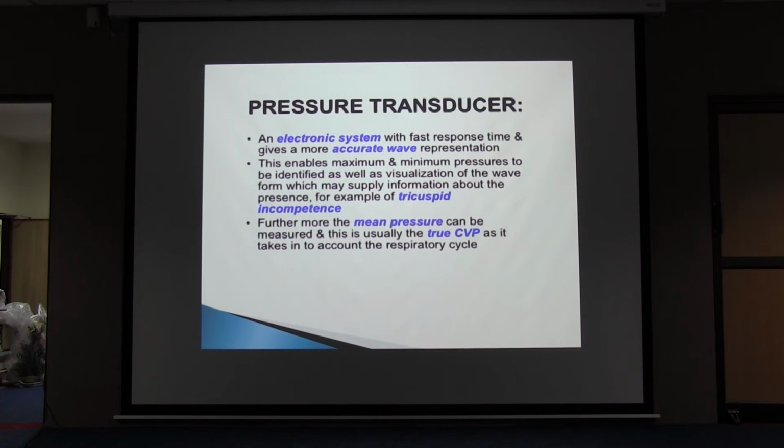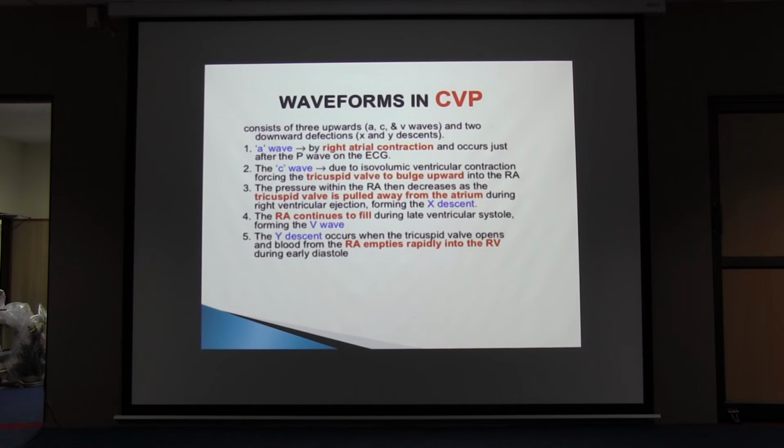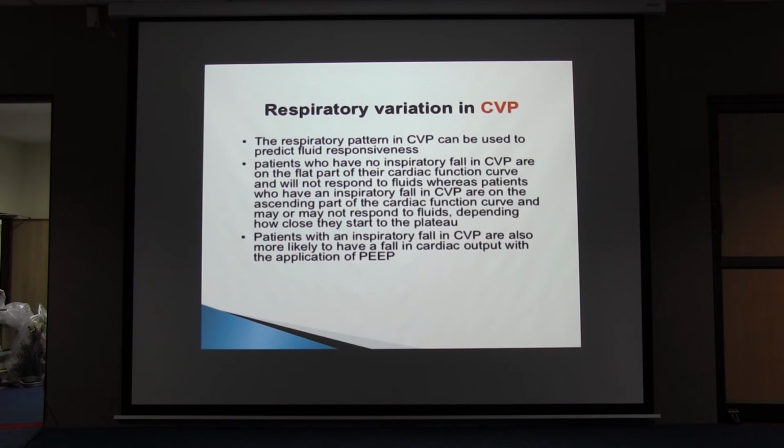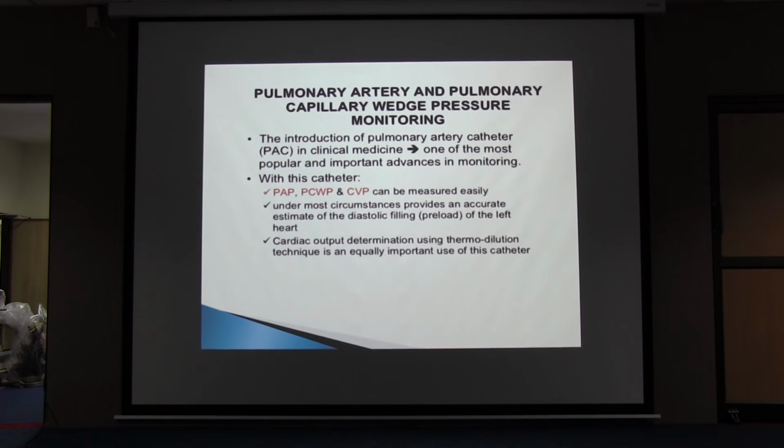Okay, the other method is the pressure transducer. This is more accurate and it gives a wave pattern. There are different wave patterns. You should know all these wave patterns and the significance of each wave. Just go through this because of the lack of time. You should be able to recognize the wave patterns and what the abnormal wave patterns are. We can also have respiratory variations in the CVP.